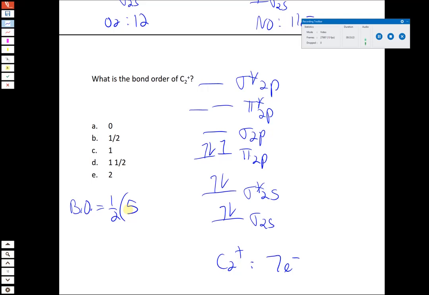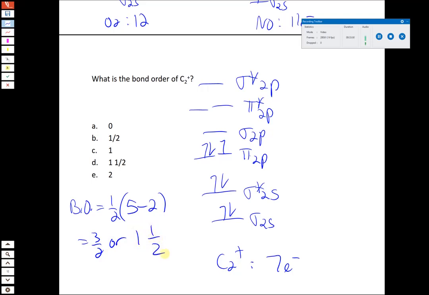And this is a problem. All right, hang on a second. Oh, this is right. Sorry, I'm running myself in circles here. All right, then we have 5 bonding electrons, 1, 2, 3, 4, 5, and then the anti-bonding electrons, we just have these 2 that are in sigma star. So 1/2 times 5 minus 2 is 3/2, or 1 1/2. So it's a 1 1/2 bond order.